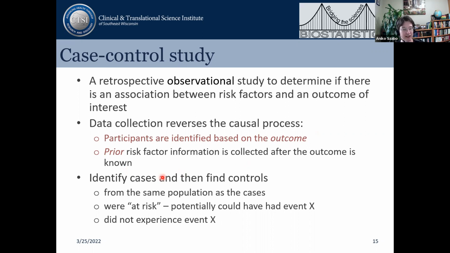So again, you identify the cases and then find controls based on the outcomes who didn't have the event. So the idea for the controls is that they should come from the same population as the cases, right? They should be at risk. So they could potentially have had this event X, but they did not actually have an event X, right? But again, the definition is very much based on the outcome. And that's what makes them kind of inverted and sometimes confusing, is that inclusion criteria are based on the outcome, which in general is a big no-no. You have to be very careful about doing that, but case control studies are designed to do that.